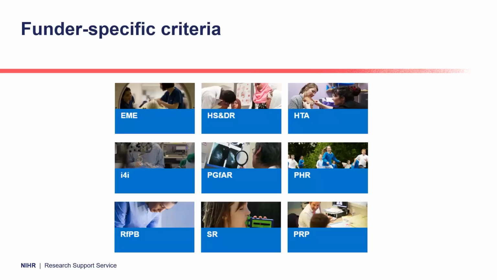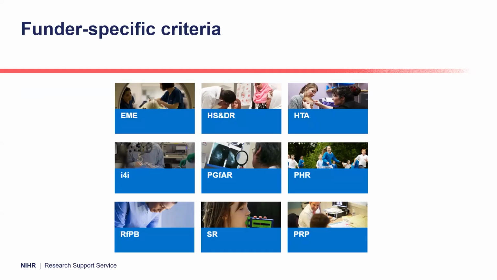In addition to that, every funder has got their own particular criteria. So, for example, NIHR are particularly interested in projects that have a short to medium term benefit to patients and or the NHS. But within that, every funder has slightly different priorities. So this just shows a number of different NIHR funders. Have a look at the criteria that your funder has.